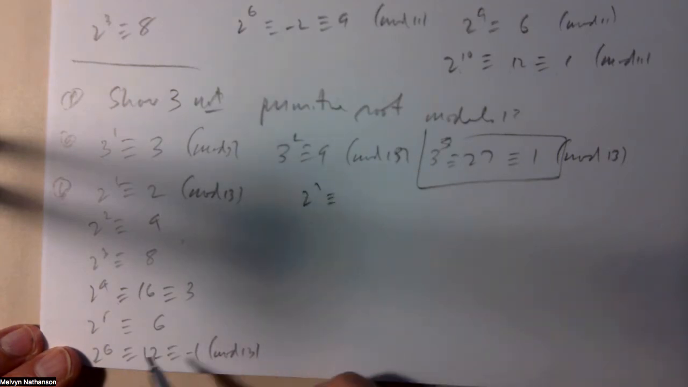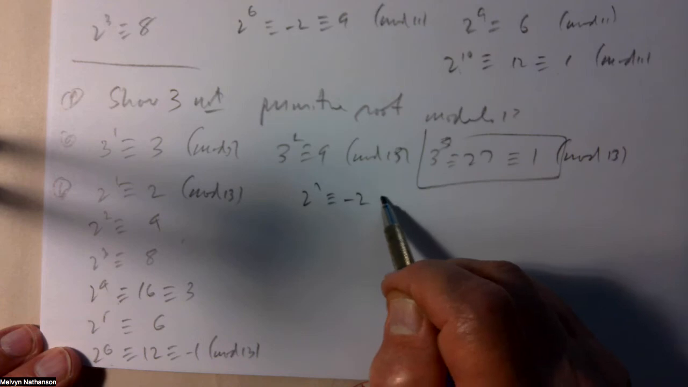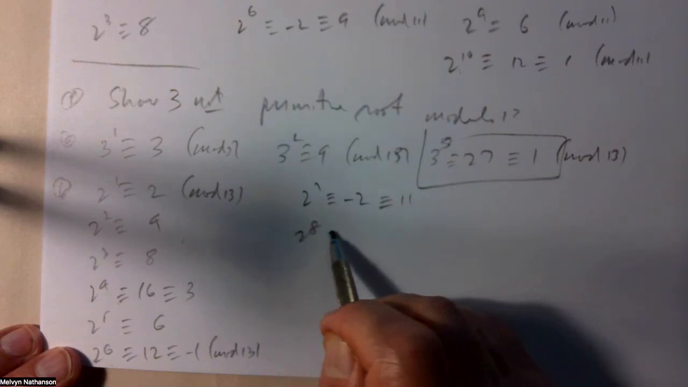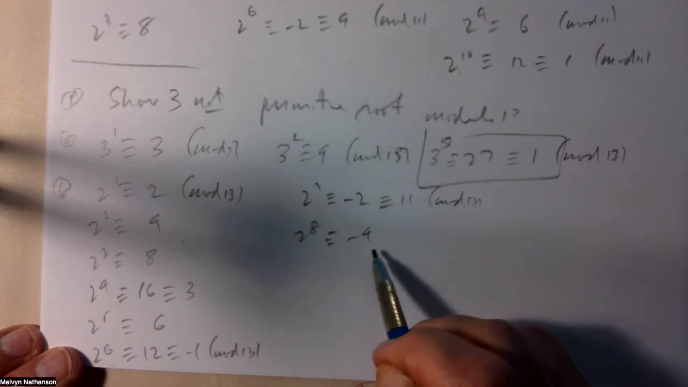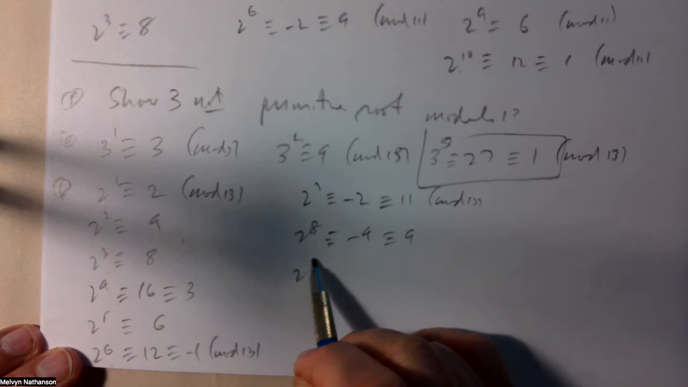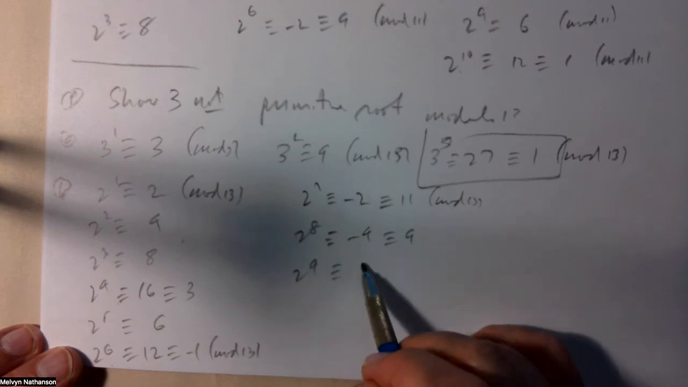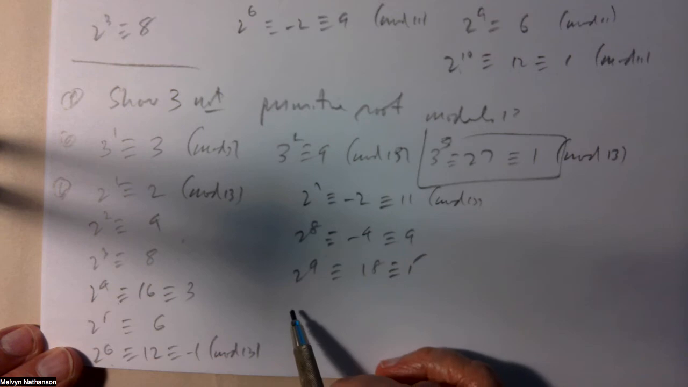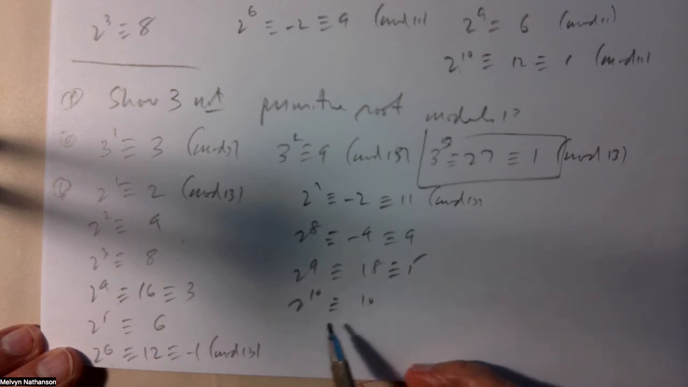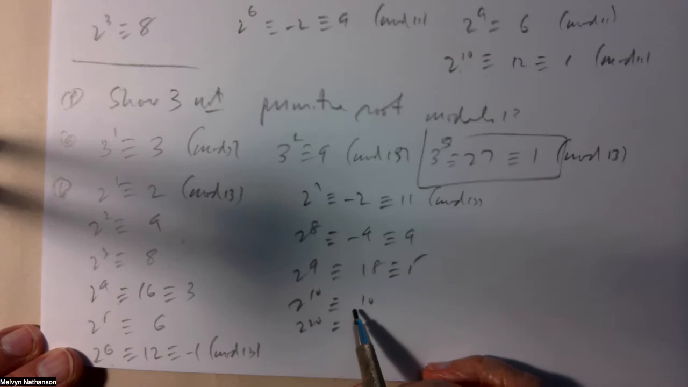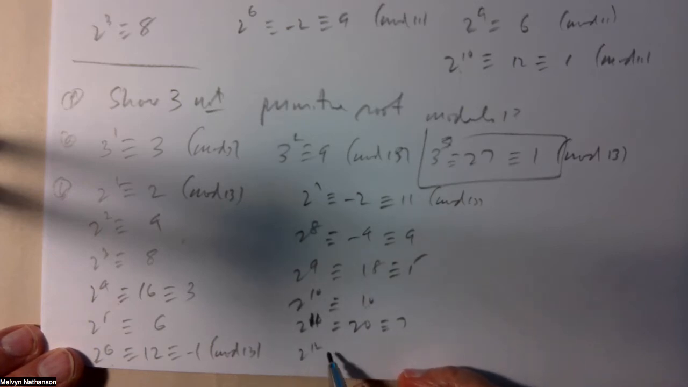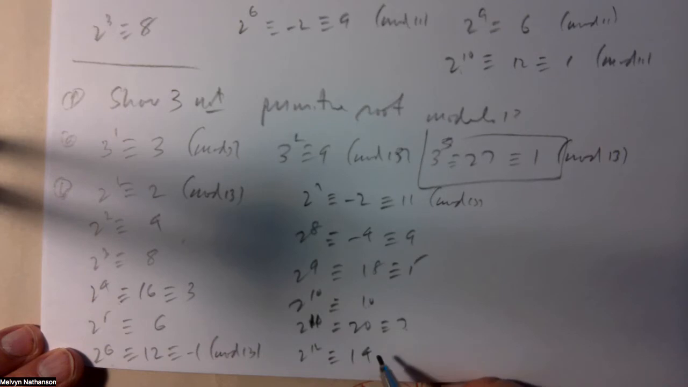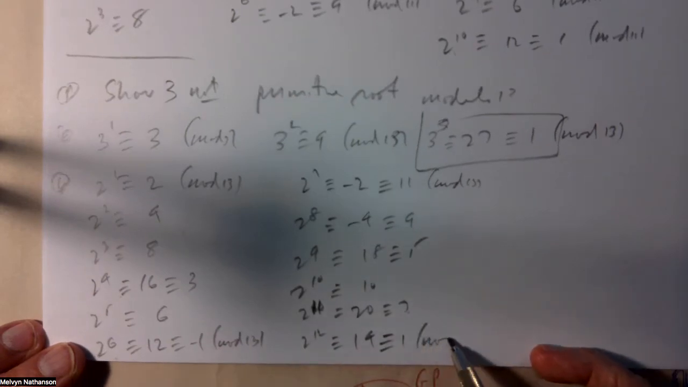2 to the 7th is 2 times 2 to the 6th, which is minus 2 or 11. 2 to the 8th is minus 4. This is all mod 13. So minus 4 is the same as 9. 2 to the 9th is going to be, for example, 18, which is the same as 5. 2 to the 10th is 10 mod 13. 2 to the 11th will be 2 times 10, which is 20, which is 7 mod 13. And 2 to the 12th is 2 times 7, is 14, is 1 mod 13.